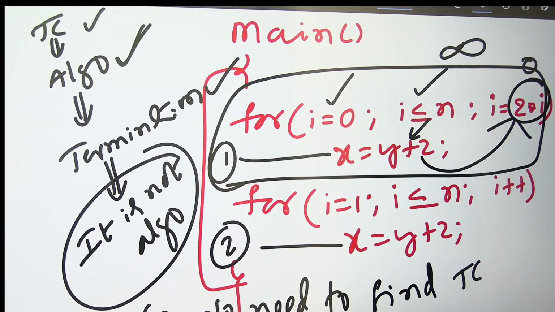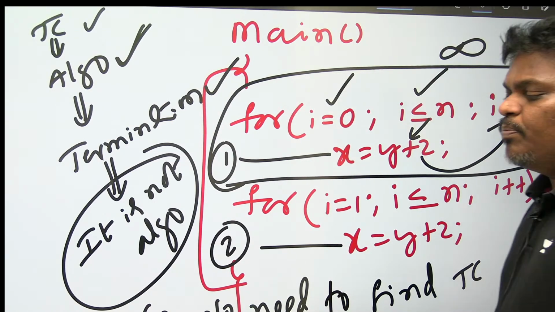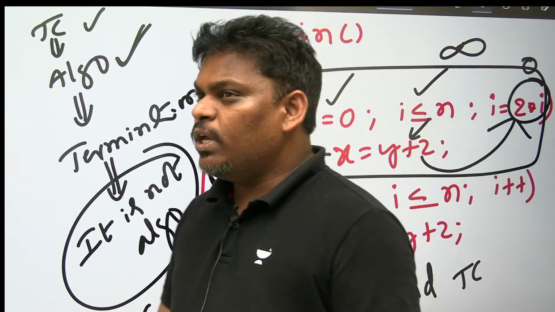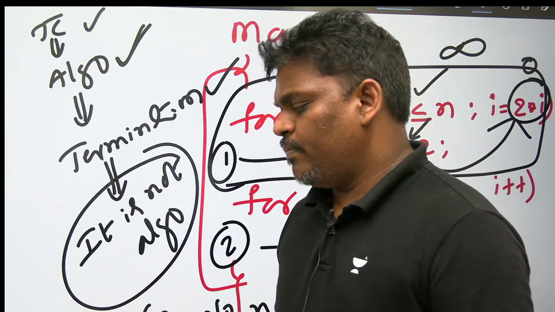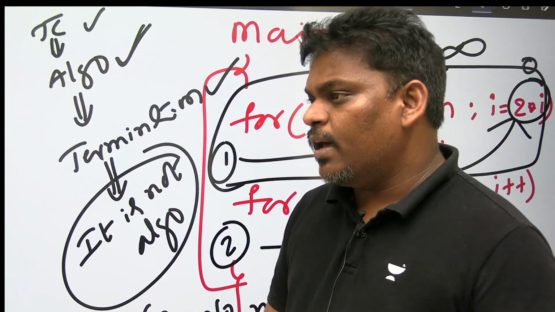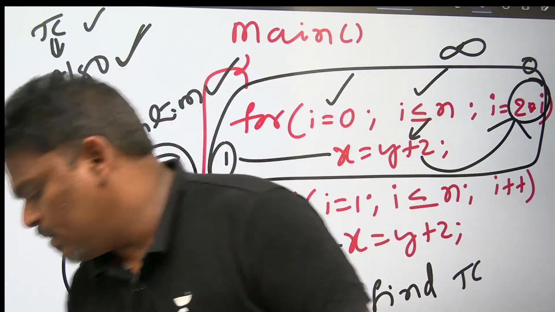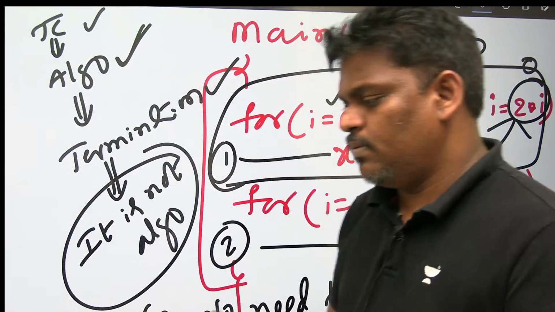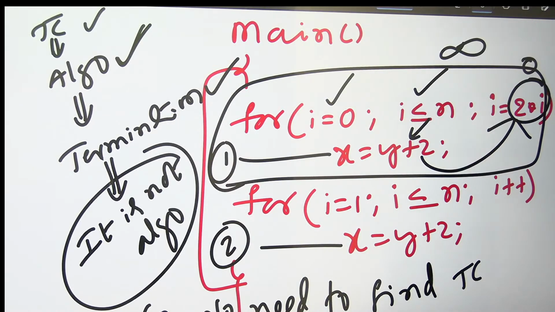So algorithms, time complexity will be computed only for an algorithm. Every algorithm should have a termination condition, right? If it is never terminated, it is not an algorithm. Whenever it is not an algorithm, we don't find out time complexity. Simply say it is not an algorithm, we cannot find out time complexity. That will be the answer for this.